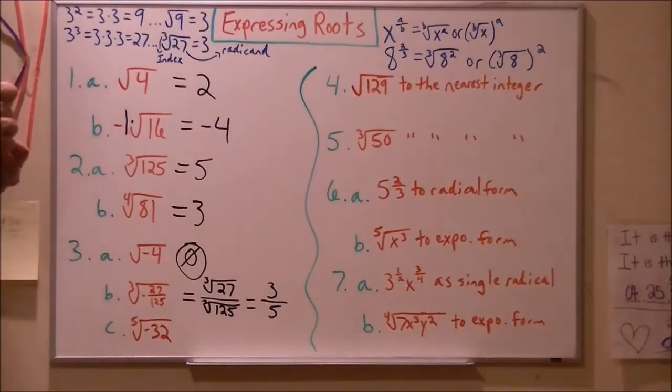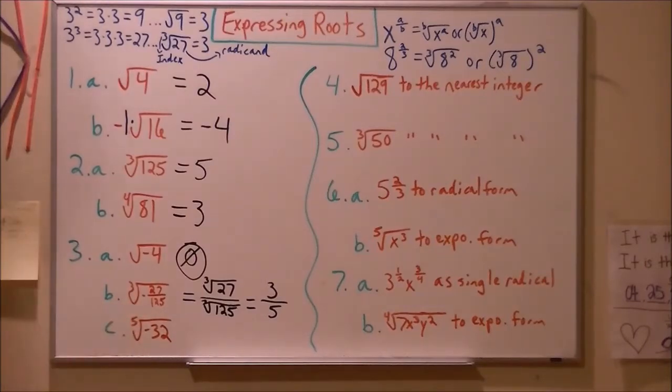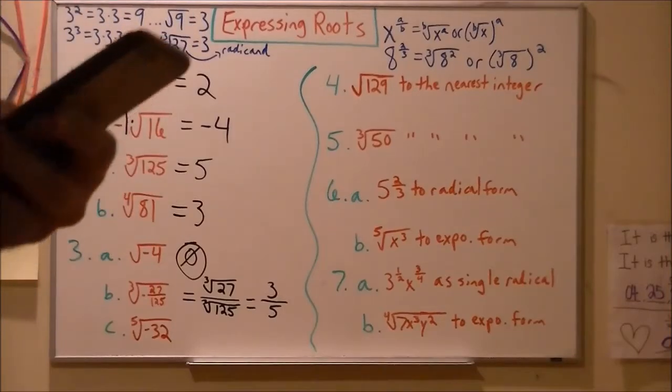Okay, how about for C? This is the largest one in terms of roots that we've done so far. It's a root of 5. And the number is negative 32.